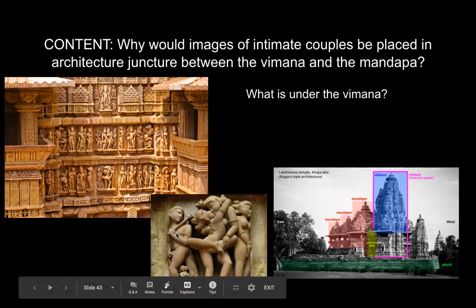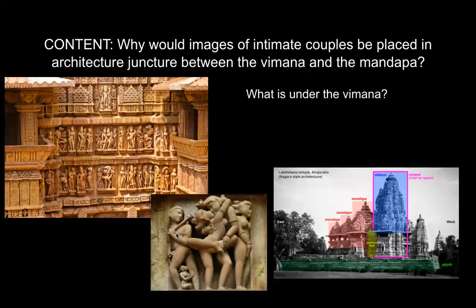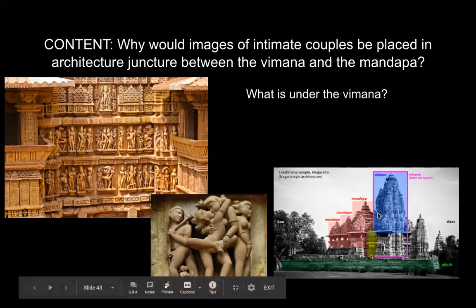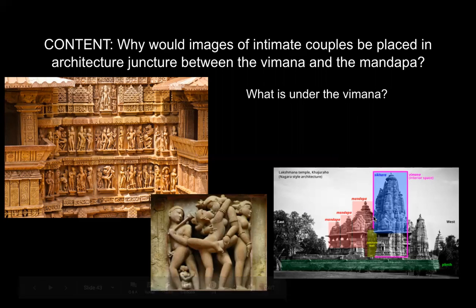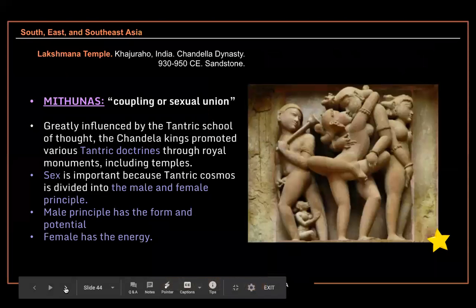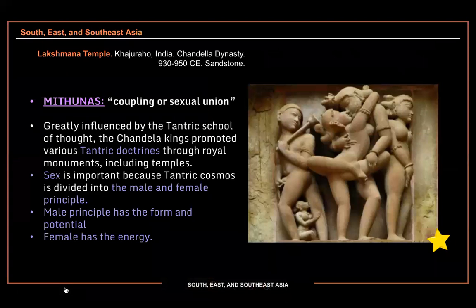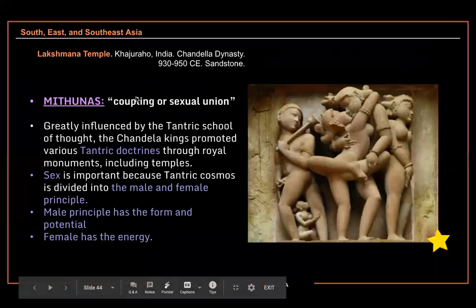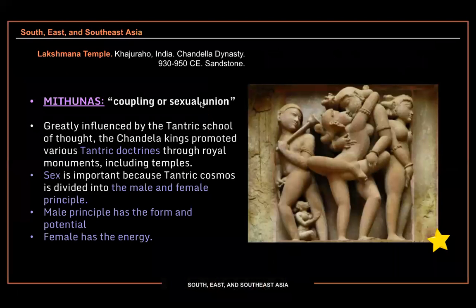So why would images of intimate couples be placed in this place between the mandapas and the vimana? So it's kind of like the interior space. Why would we have images there of all places at this temple? So these mithunas are these images of couples normally engaged in a sexual union, and they come from tantric doctrine.